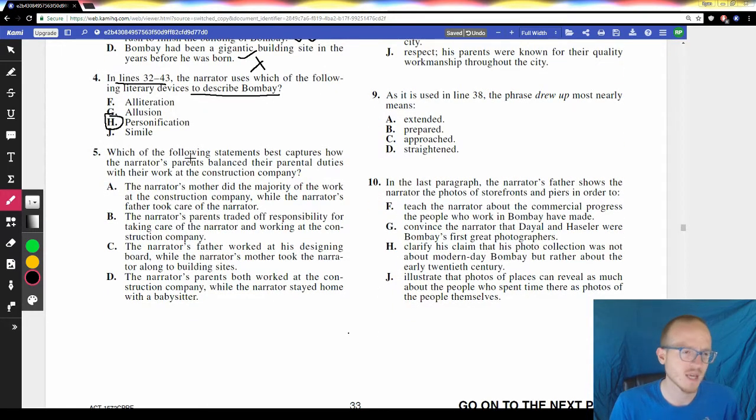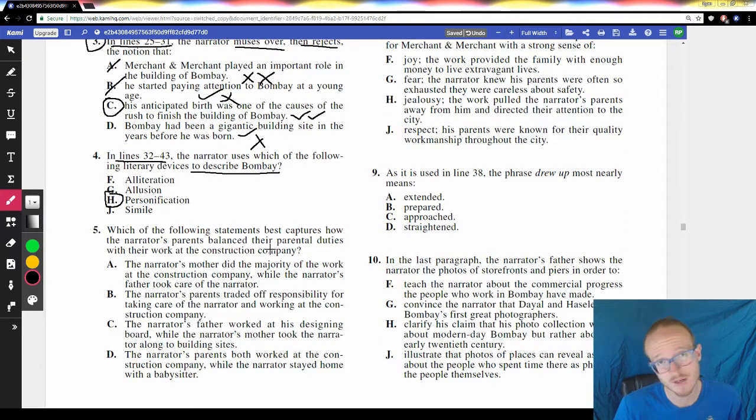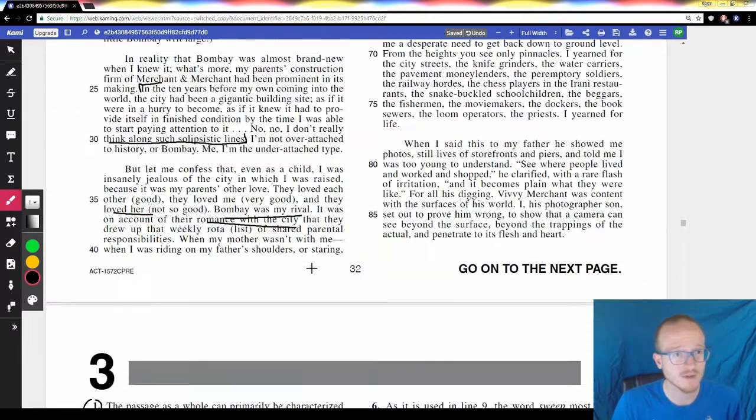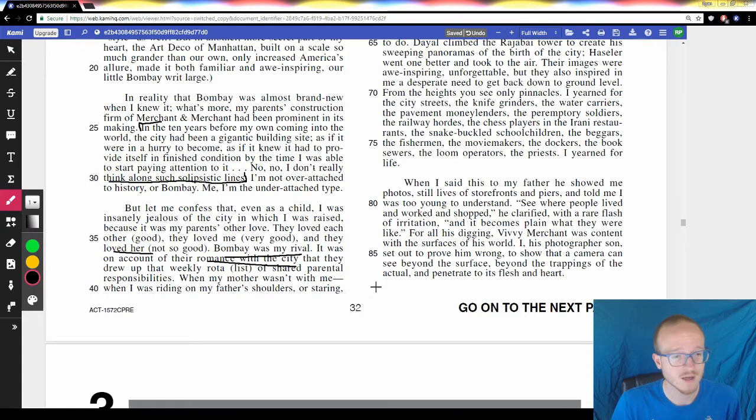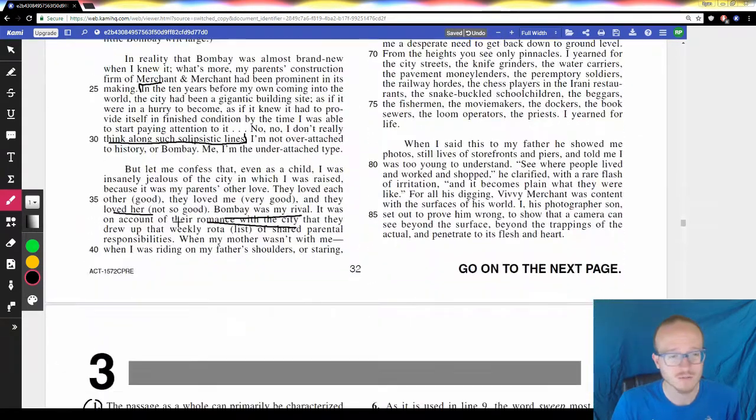Which of the following statements best captures how the narrator's parents balance their parental duties with their work at the construction company? So luckily we were just reading this last passage where he talks a little bit about how his parents do their parenting. So I'm pretty sure we're going to find it right in there. And we're specifically looking for parental duties. The ACT is really, really good about giving extremely clear, extremely decisive keywords here. So parental duties, let's see if we can find that somewhere in this passage. So I'm going to start here, right, and go up, parents of the love.